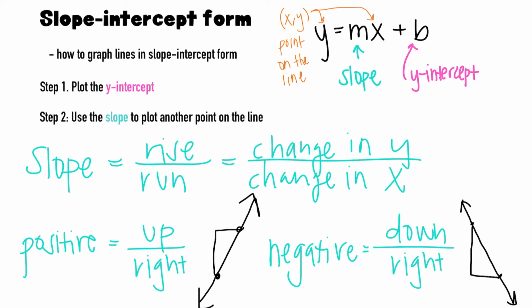If we have a number that isn't written in fraction form where we can clearly see how many spaces we move up or down and how many spaces we move to the right, we can just rewrite it as a fraction by putting whatever the slope is over 1. That would just tell us we'd have to move to the right one space whenever we're plotting our next point. So now let's look at some examples of this.